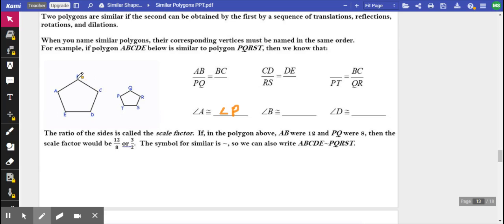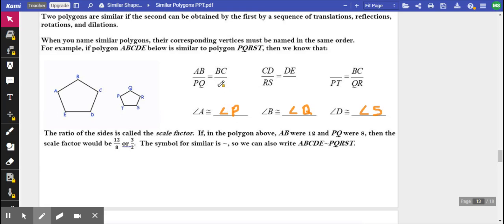Then it would be angle B and angle Q. And then we'd have angle D would match to angle S. And these angles are all congruent if we are being told that the shapes are similar.